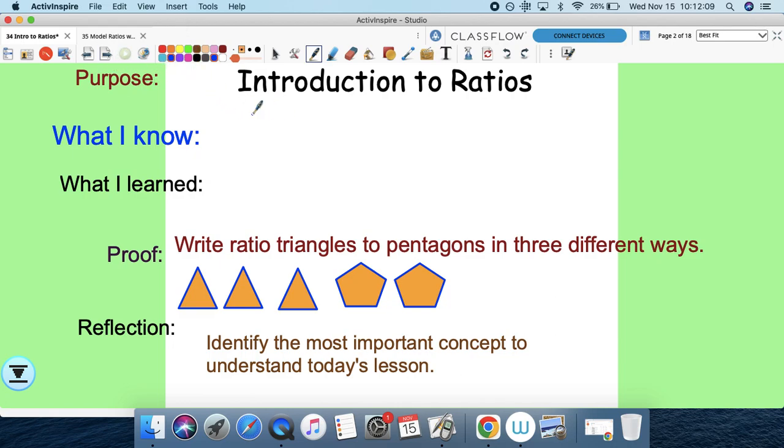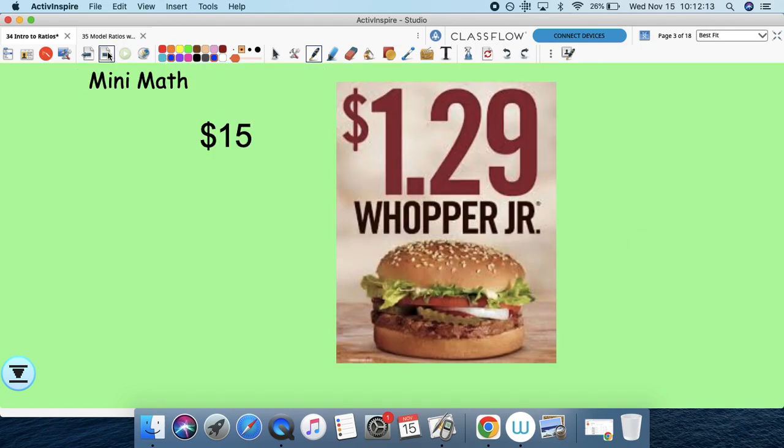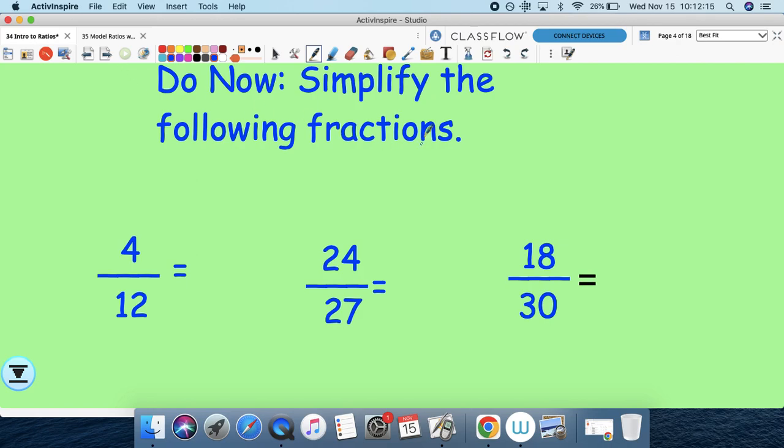Okay, so here is our topic right now. I'm going to skip this one. I want you to take some moment. Now, I want you to simplify the following fractions. Now, to simplify means to put it in lowest terms, right? So how can we simplify these three fractions?